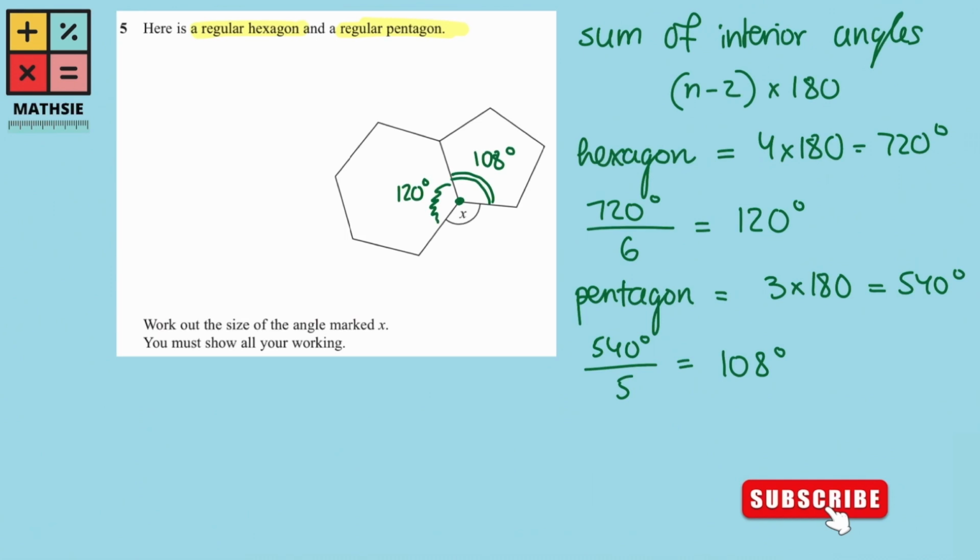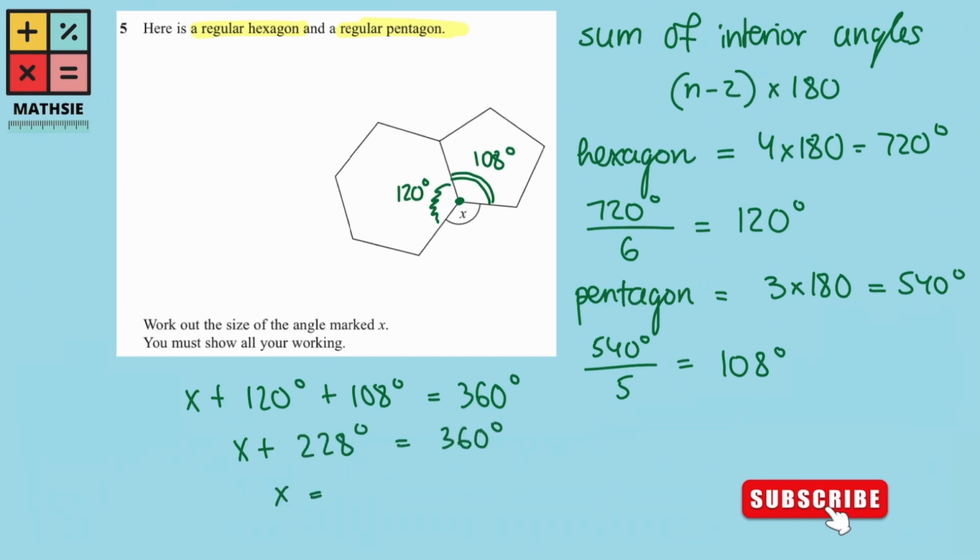So now I know that X plus 120 plus 108, and remember these are the 3 angles around that green point that I have here, they need to sum up to 360. So 120 plus 108 is just 228 degrees. So I just need to take 228 away from 360, which would give me 132 degrees. And I'm done because I'm exactly asked to find the angle marked with X, which would be 132 degrees here. And that's a 3-mark question.